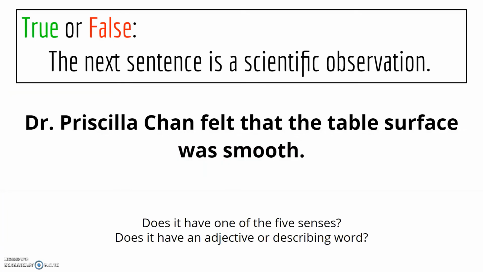Let's practice. True or false? The next sentence is a scientific observation. Dr. Priscilla Chan felt that the table surface was smooth. Remember, you're asking yourself, does it have one of the 5 senses? Does it have an adjective or describing word? It needs both of these things. Scientific observation or not? Pause this video if you need more time to think. We're going to move on to the answer.